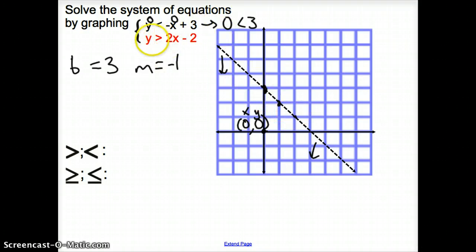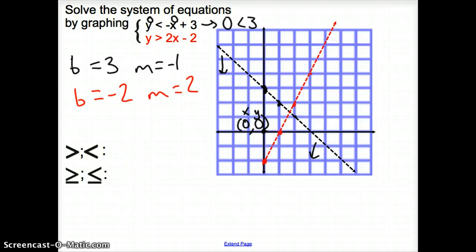Now going to the red line, we have y is greater than 2x minus 2. Here, my y-intercept is a negative 2, and my slope is a positive 2. So I'm going to start with my y-intercept, put it down, and then I'm going to go over to the right 1, up 2 to make a positive slope. And then again, it's a greater than sign, so I'm still going to use a dotted line, and I draw my line through those points.